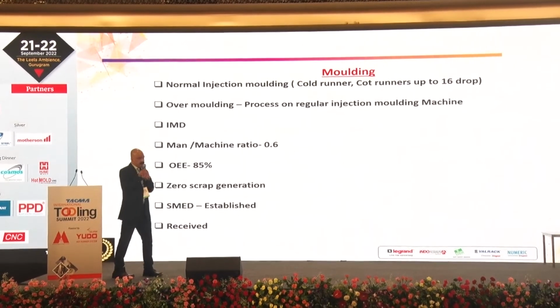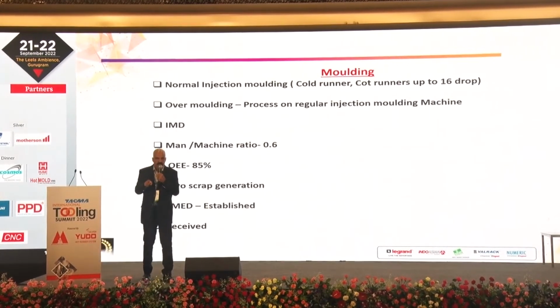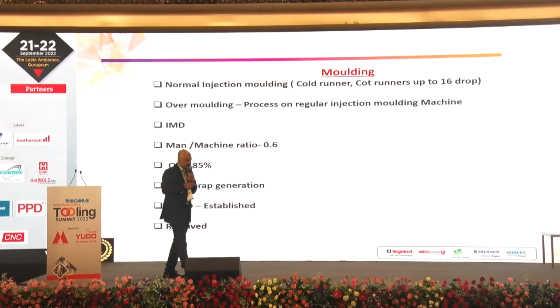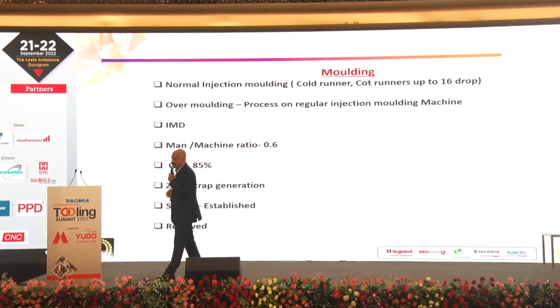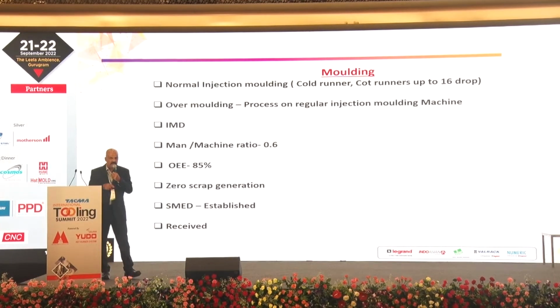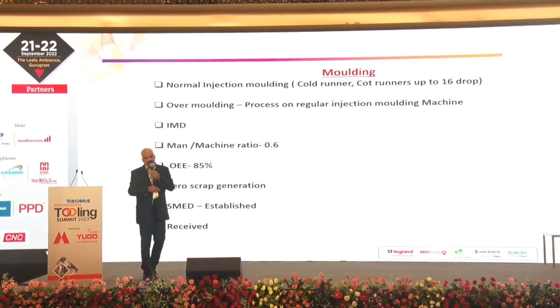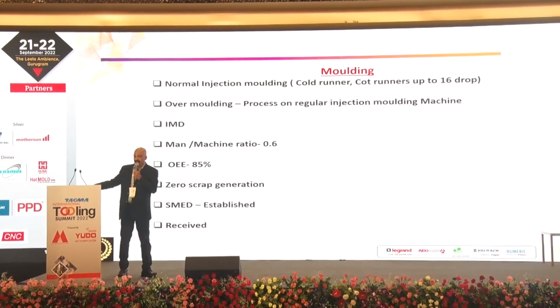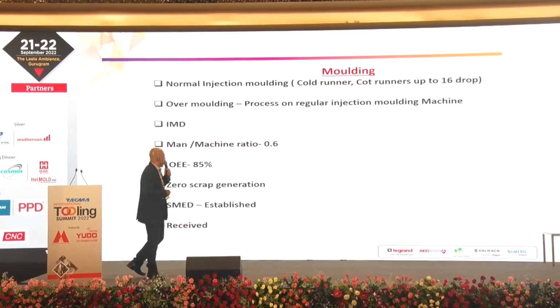We also do overmolding, not on a vertical machine. This was a challenge we took 10 years back, because the vertical indexing type of overmolding machine is very costly. We wanted to reduce the cost of overmolding, so we did an experiment with the help of the Techno Center in Limoges, and we could do overmolding on a horizontal machine, which is running in Delhi now. It has been in production for around 10 years.